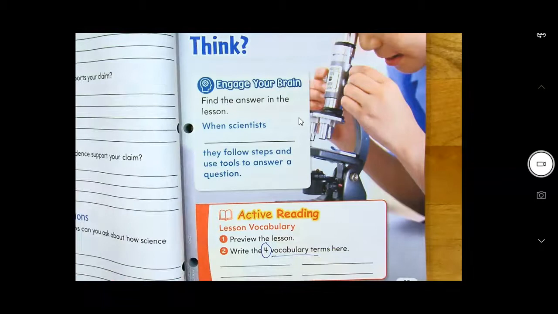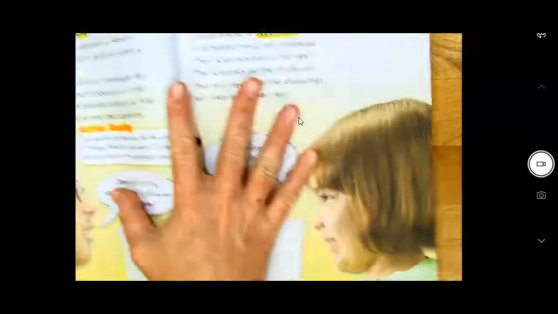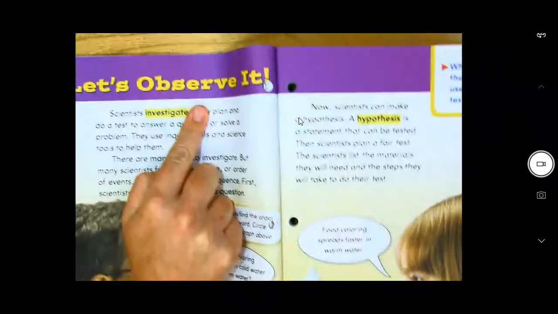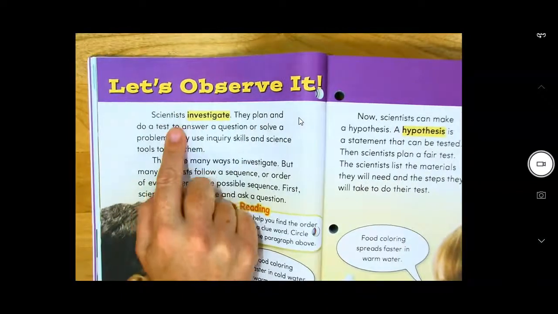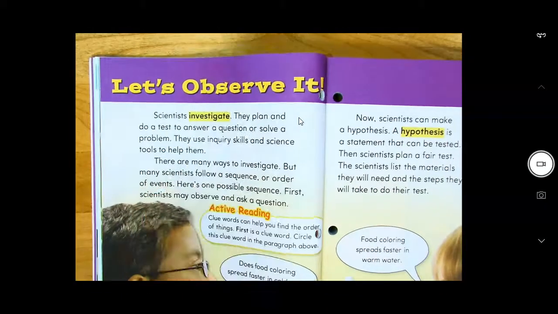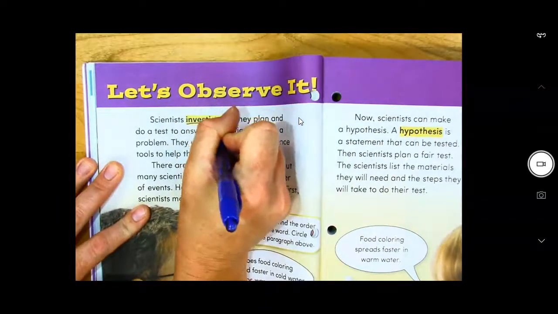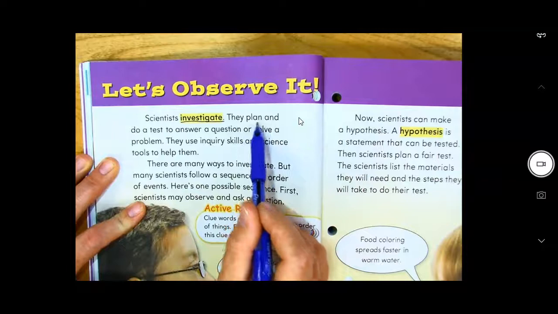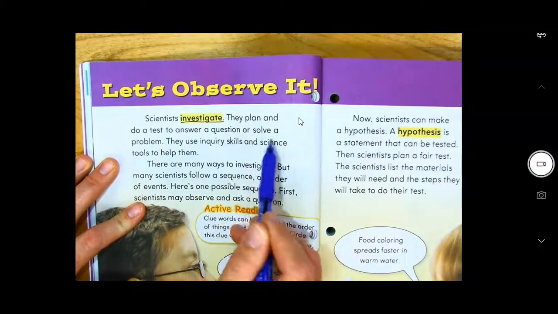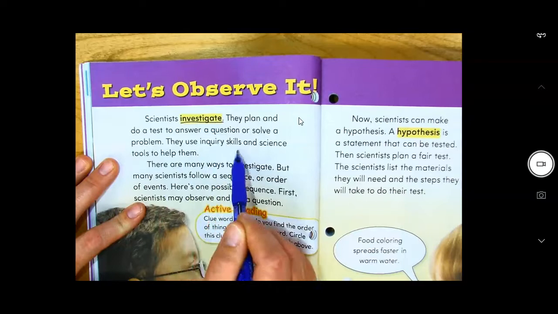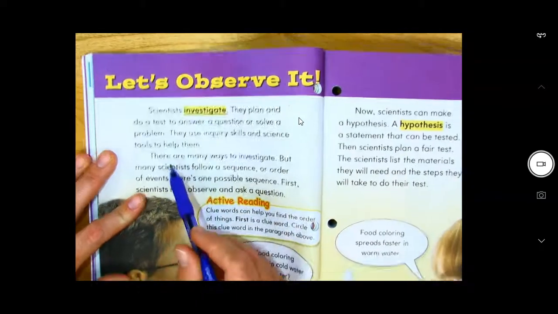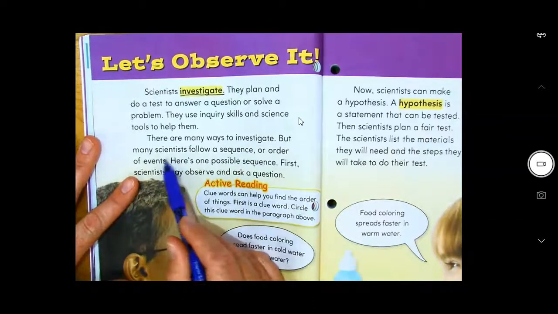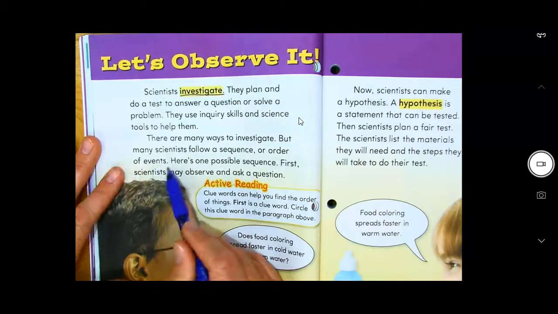There's going to be 4 vocabulary terms, and we know when we see a vocabulary term because it is what? That's right, highlighted and in bold print. Let's observe it. Scientists investigate. Well, there's one word, I'm going to underline it so I know where it's at. They plan and do a test to answer a question or solve a problem. They use inquiry skills and science tools to help them. There are many ways to investigate, but many scientists follow a sequence or order of events.